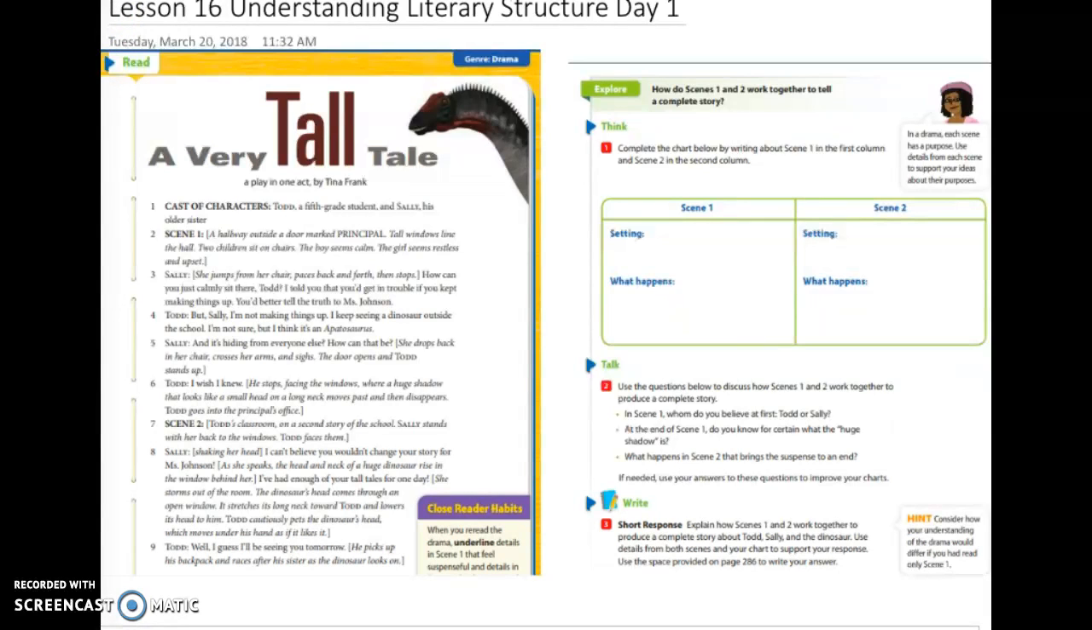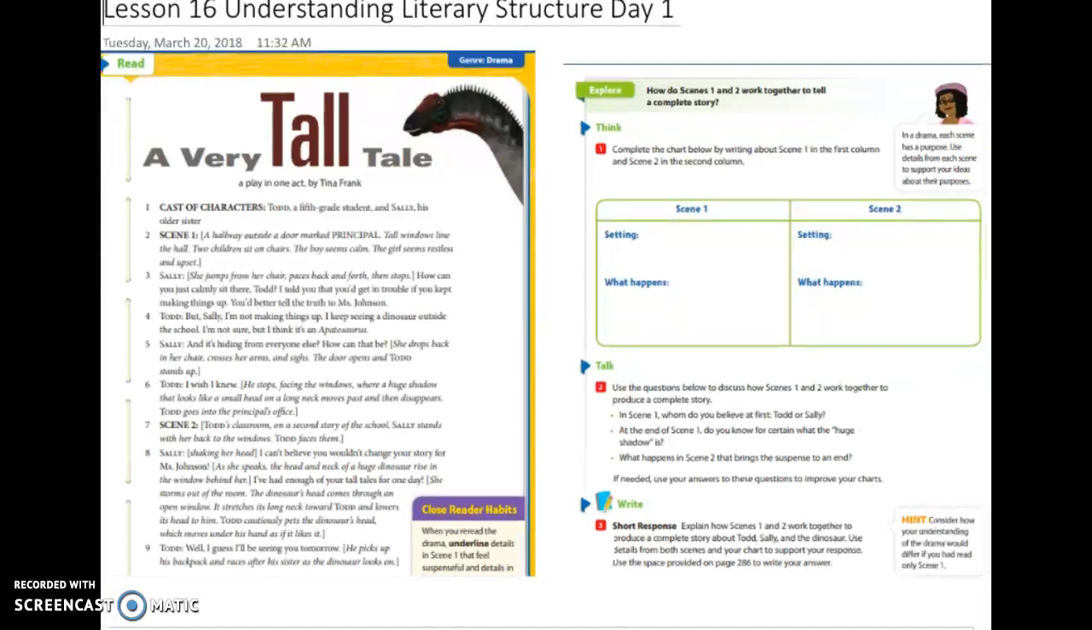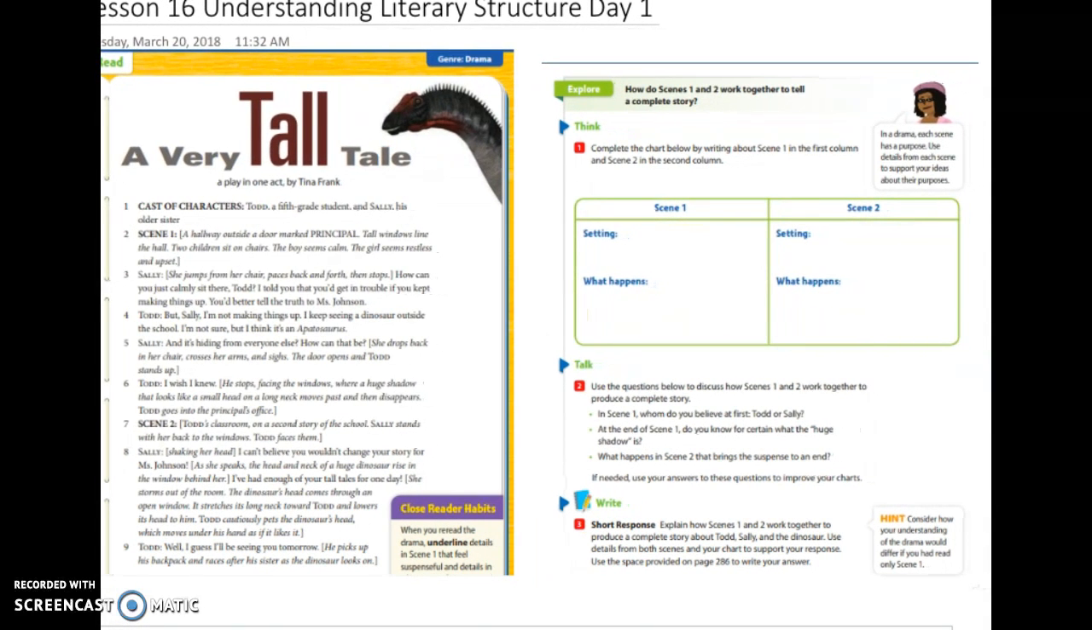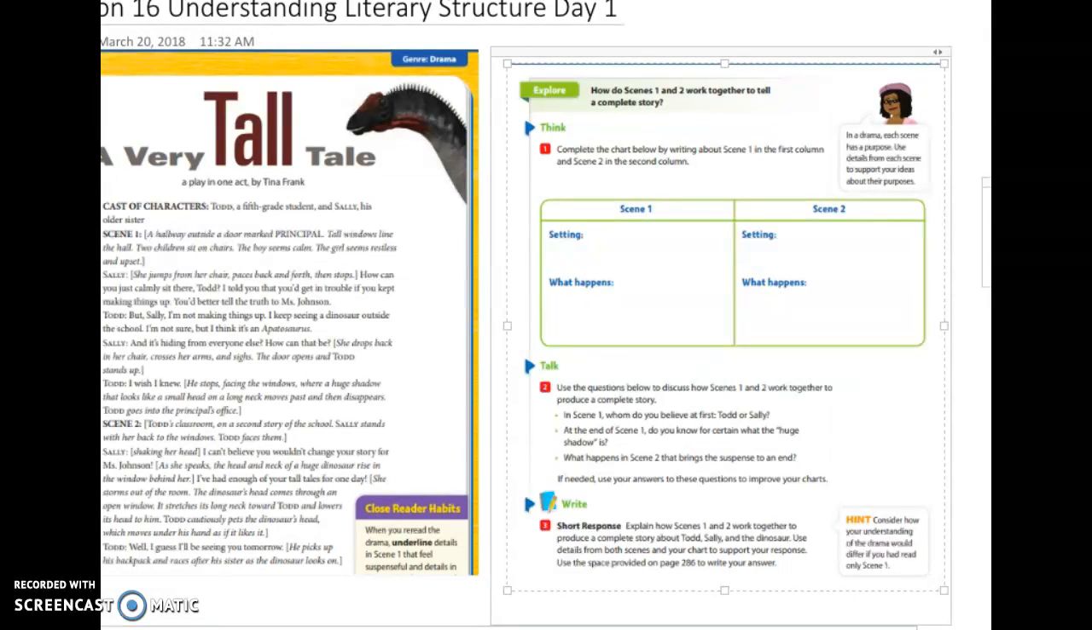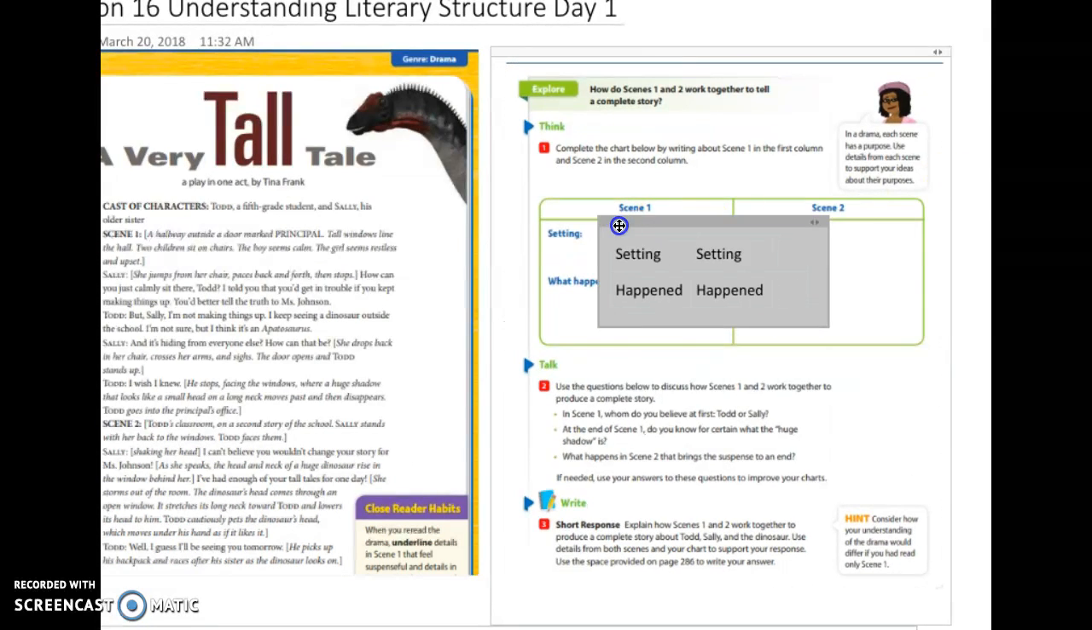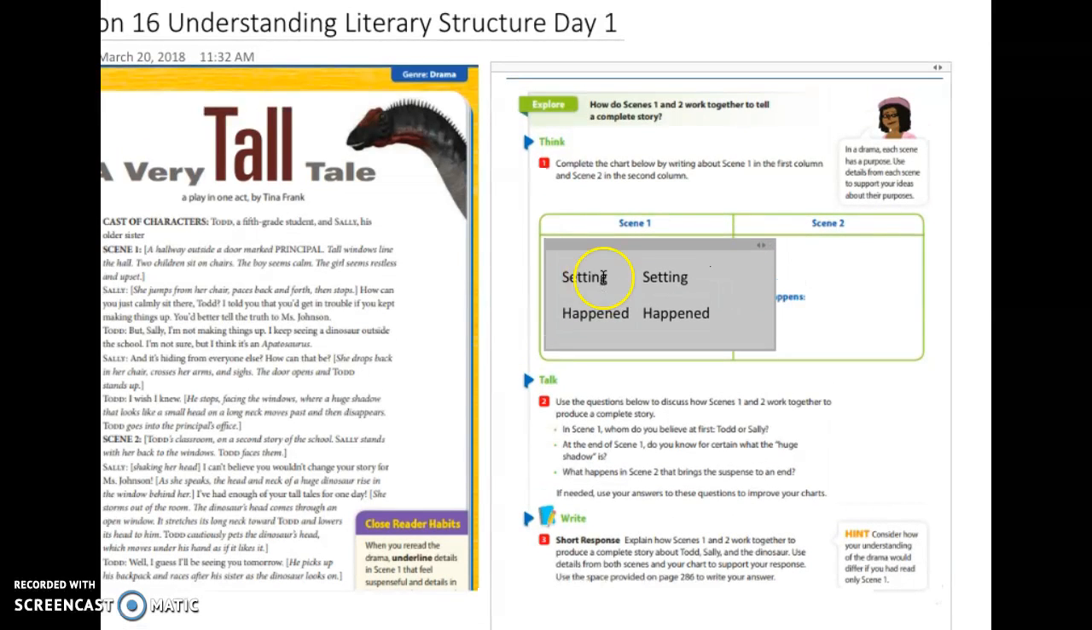Okay, I'm going to move on now and we're going to work on the questions. Question number 1. In order to answer this question, I need to look at the scenes and how the two scenes work together to tell the whole story. First, I look for the setting in scene 1. So the setting in scene 1 is going to be, here it tells us, at the door of the principal's office. So that setting helps us know that in scene 1, they are at the principal's office.